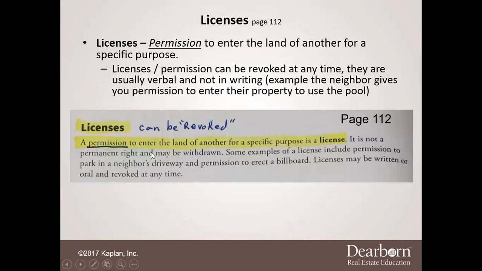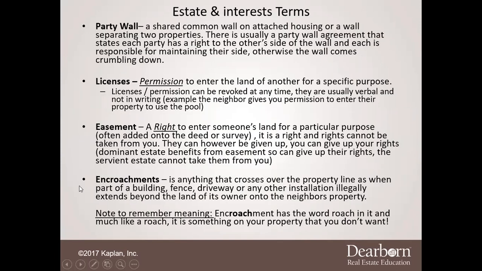And then we already got the license down. We highlighted this already on page 112. A license can be revoked at any time. It's permission to enter the land of another for a specific purpose, whereas an easement is a right to enter the land of another for a specific purpose. So we got the party wall agreement, that shared common wall that separates two properties. License, permission to enter the land of another. Easement, a right to enter the land.